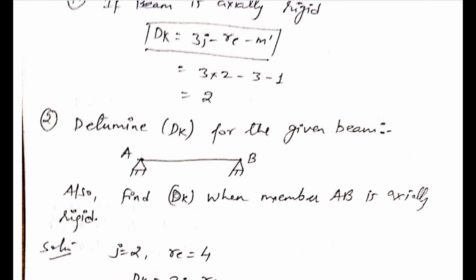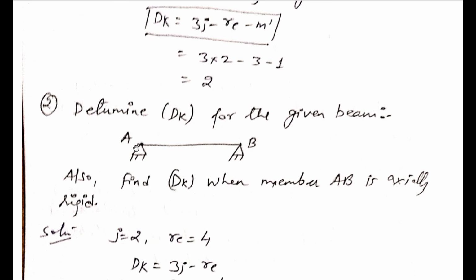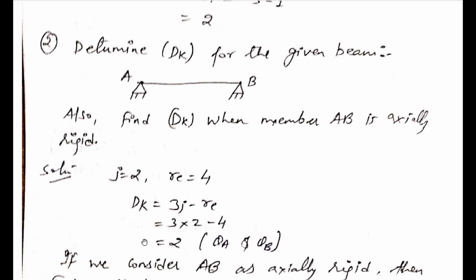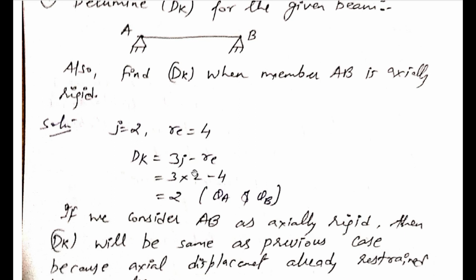Okay, so the next example. Now consider this given beam. This is a hinge support at A and a hinge support at B again. Find your dk value when member AB is axially rigid. The number of joints is 2 and the re value is 4, 2 at A and 2 at B. So dk is equal to 3j minus re, which is 3 into 2, that is 6, minus 4, which is 2.